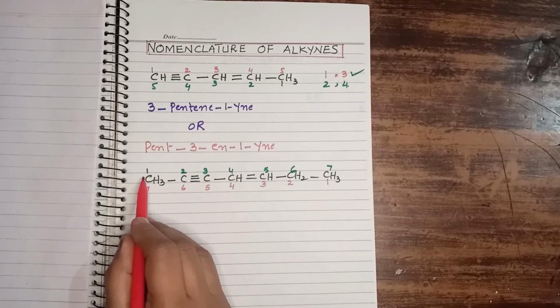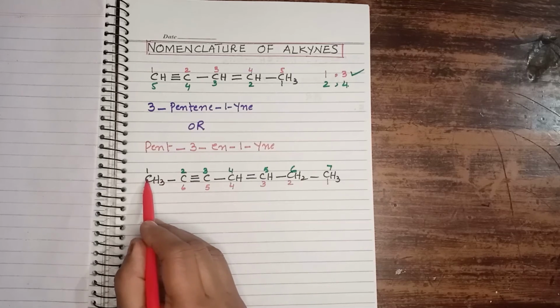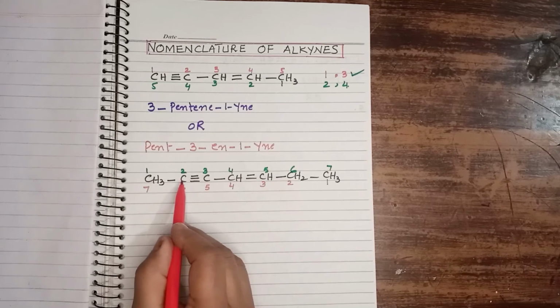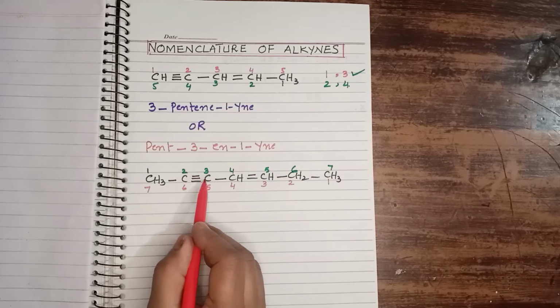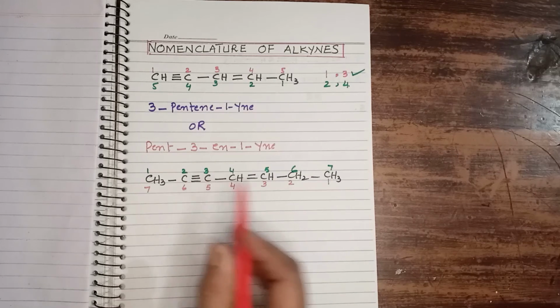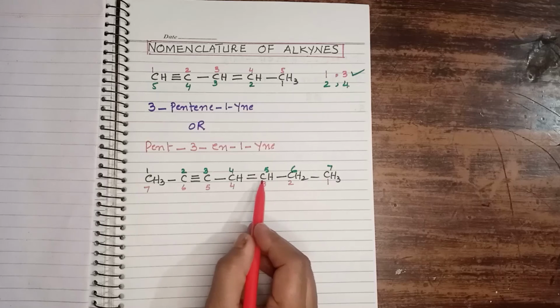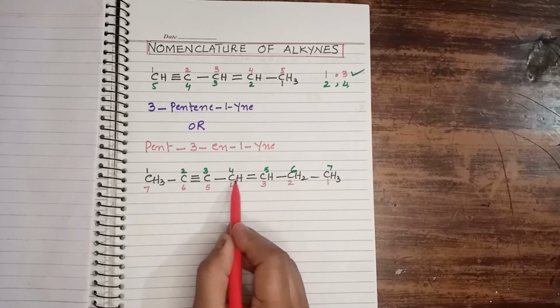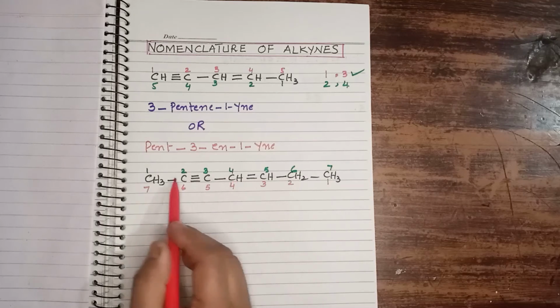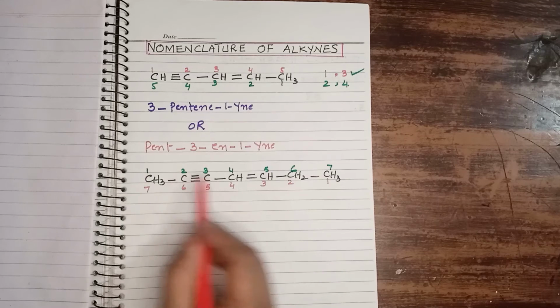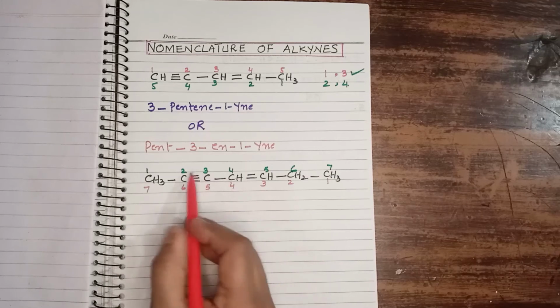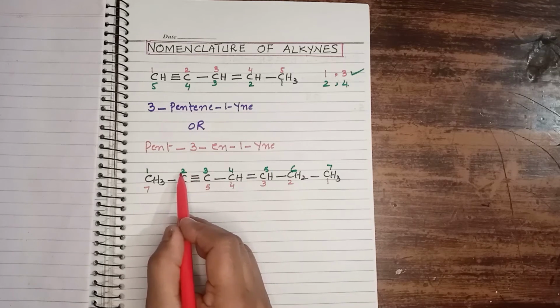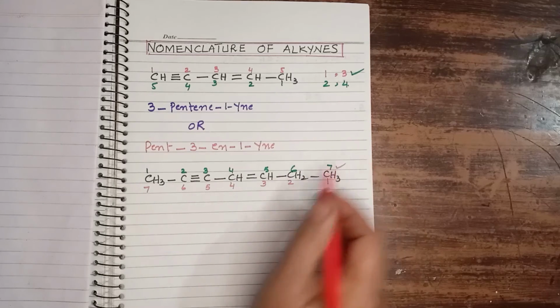If we do the numbering from left side, then the triple bond is between carbon number 2 and carbon number 3. Okay. If we do the numbering from right side, then the double bond is present between carbon number 3 and carbon number 4. So which is the lower number, 2 or 3? Obviously 2 is the lower number. Okay. So this is the correct way of numbering.